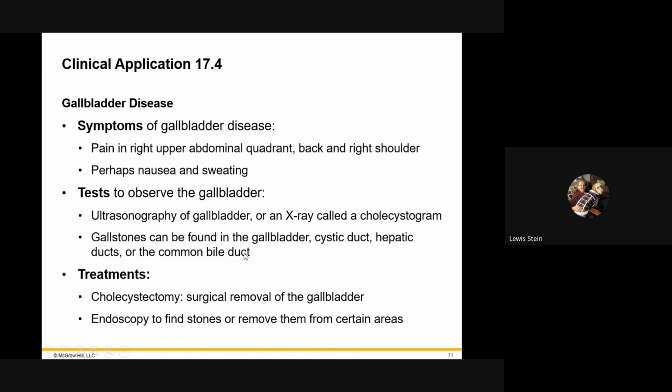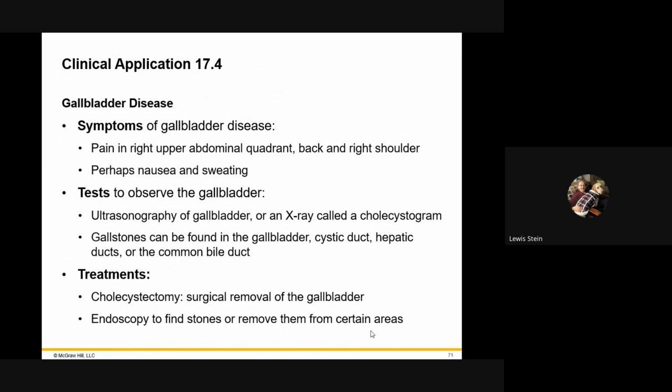So all of these things can happen. There are lots of places. These days, you can remove the gallbladder. You can do it endoscopically. You can remove stones. They do a lot of what is called lithotripsy.